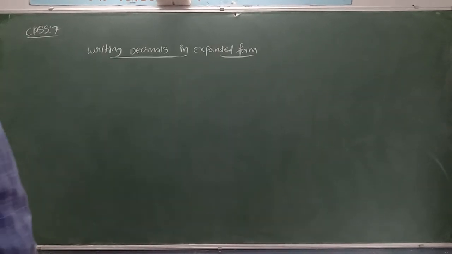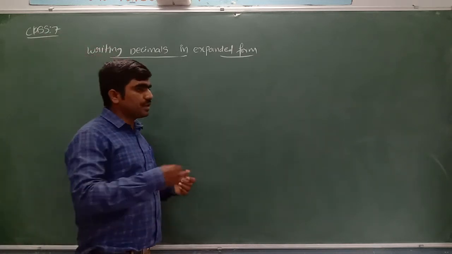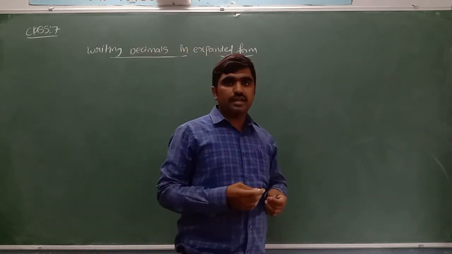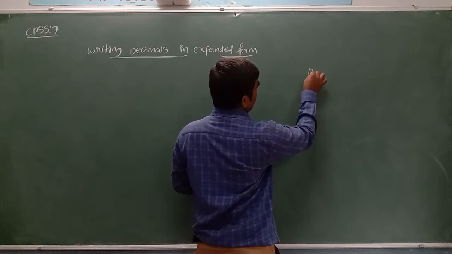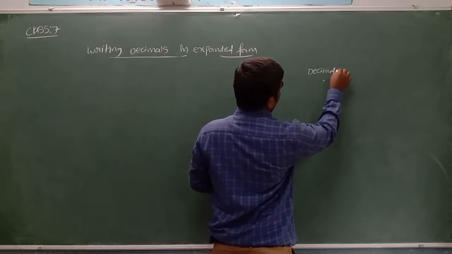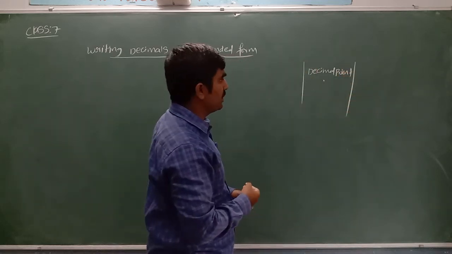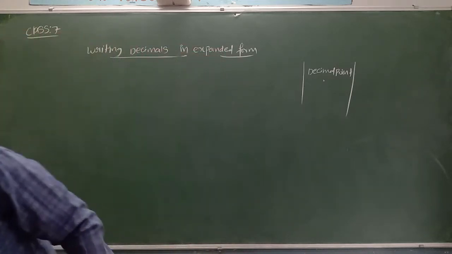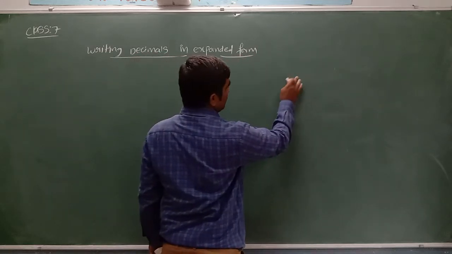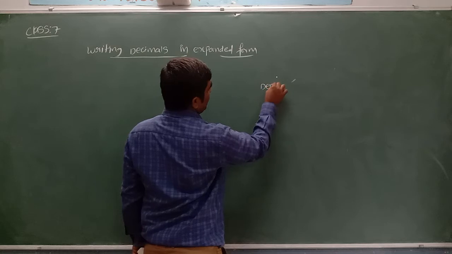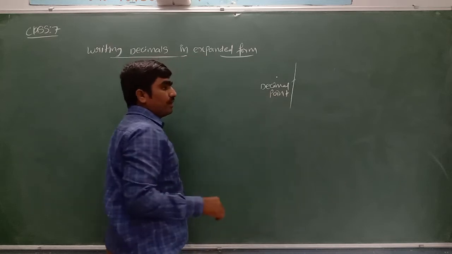Children, now we'll see how to write decimals in expanded form. Before going to this, let's recall the place value chart which we learned in 6th grade. What is the place value chart of decimals? First, you can see one point which is called the decimal point. After the decimal point we call it the decimal part.